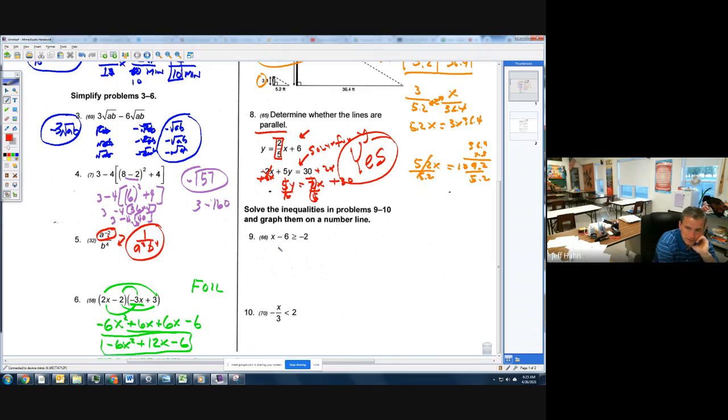And here we go. Solving the inequalities. I just need to solve for x, so I add 6, and I add 6 to that. So x is greater than or equal to 4. I graph that here at 4.